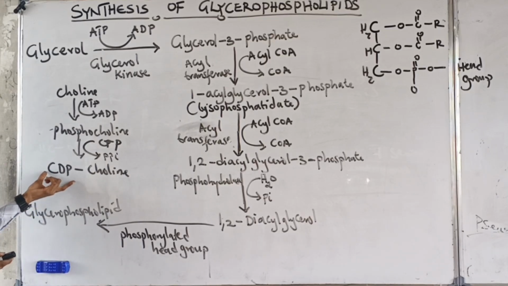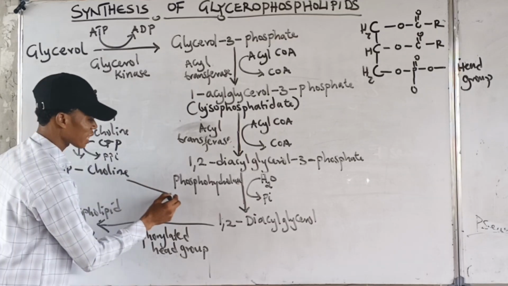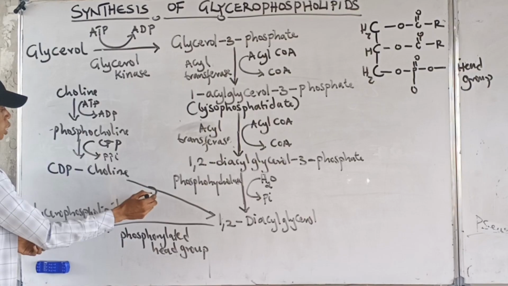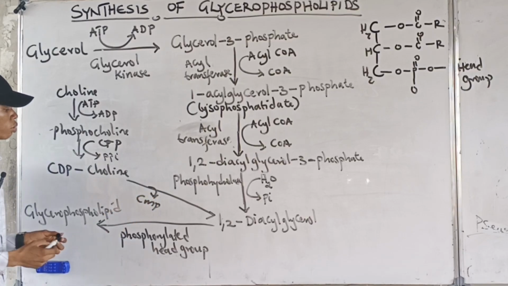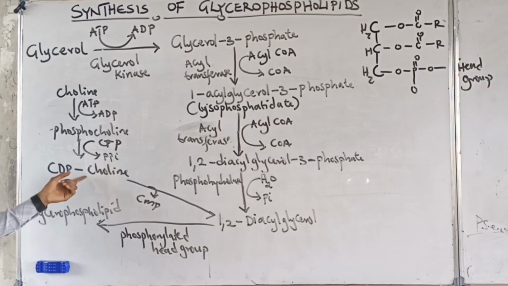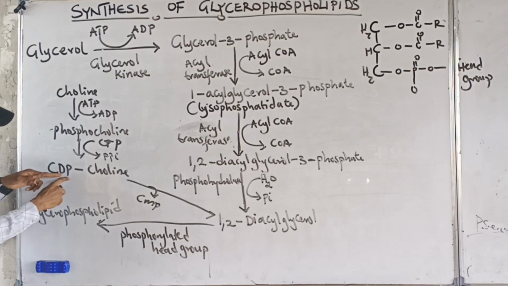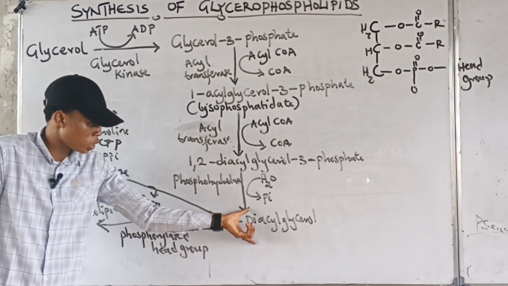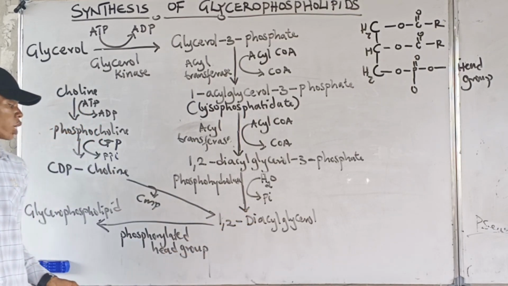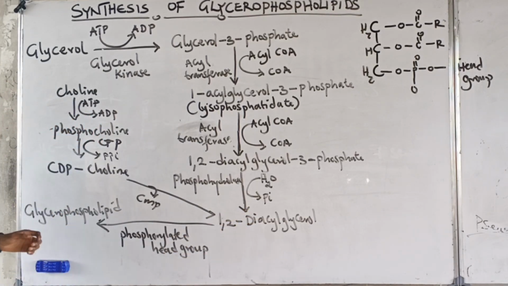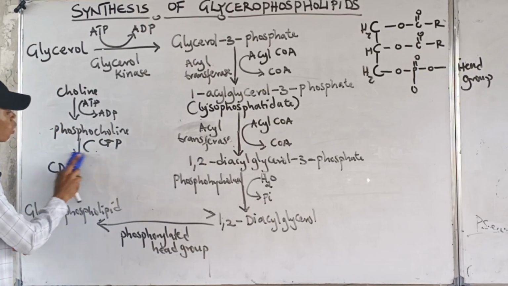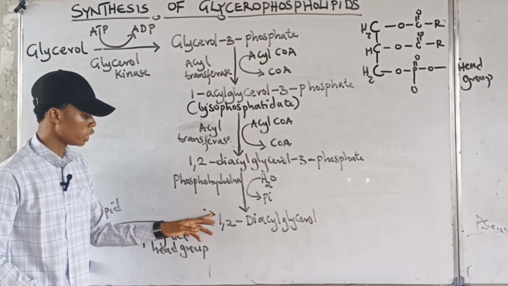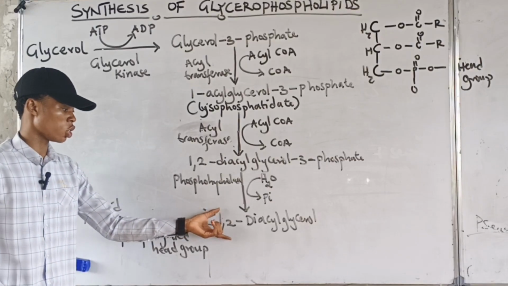If CDP choline comes now, CDP choline can attack this position, and in the process, CMP is given off. So what is still attached? If CMP is given off, what is still left here is phosphocholine. So it is still phosphocholine we are attaching to this diacylglycerol to get our phosphatidylcholine. So basically, if you want to attach your choline here, what you're attaching is phosphocholine.